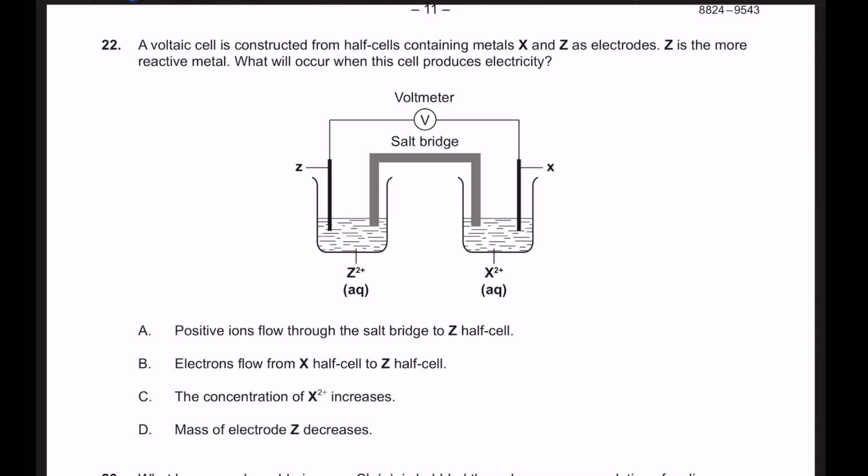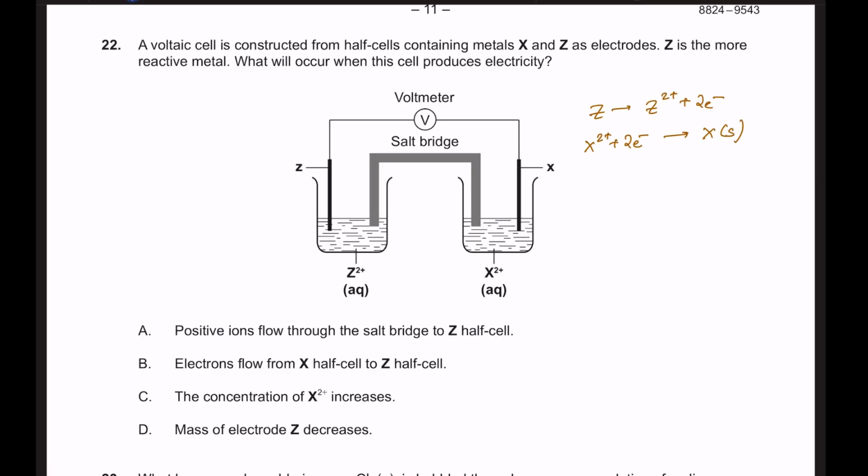Now, for question 22, a voltaic cell is constructed from half cells containing metal X and Z as electrodes. Z is the more reactive metal. What will occur when the cell produces electricity? Z is more reactive, so Z will form Z2+ and 2 electrons. And X2+ will add 2 electrons to form X solid. These are the two expected reactions from this voltaic cell.